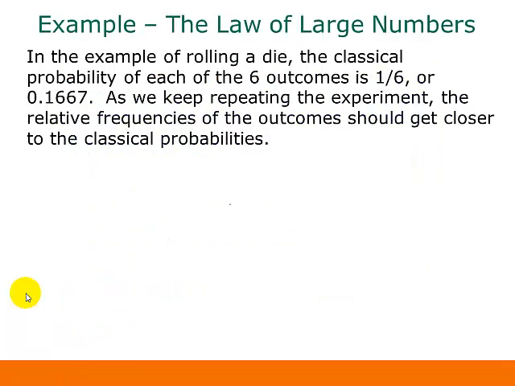Here's an example. If we go back to the experiment of rolling a die, the classical probability of each one of the 6 outcomes is 1/6, or 0.1667, rounded to 4 decimal places. As we keep repeating this experiment, the relative frequencies of the outcomes should get closer to those classical probabilities.